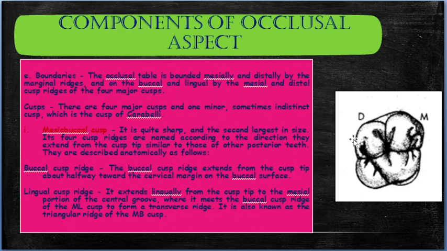Now coming to the components of the occlusal aspect, the boundaries which contain the occlusal table: it is bounded mesially and distally by the marginal ridges, and on the buccal and lingual sides by the mesial and distal cusp ridges of the four major cusps. So we can see that there are four major cusps plus one cusp of Carabelli, which does not play any major role in the occlusion.